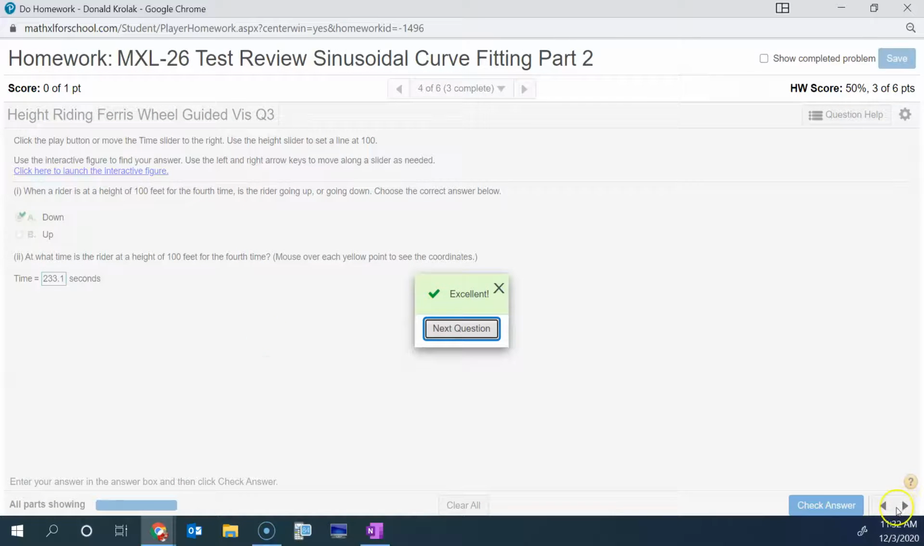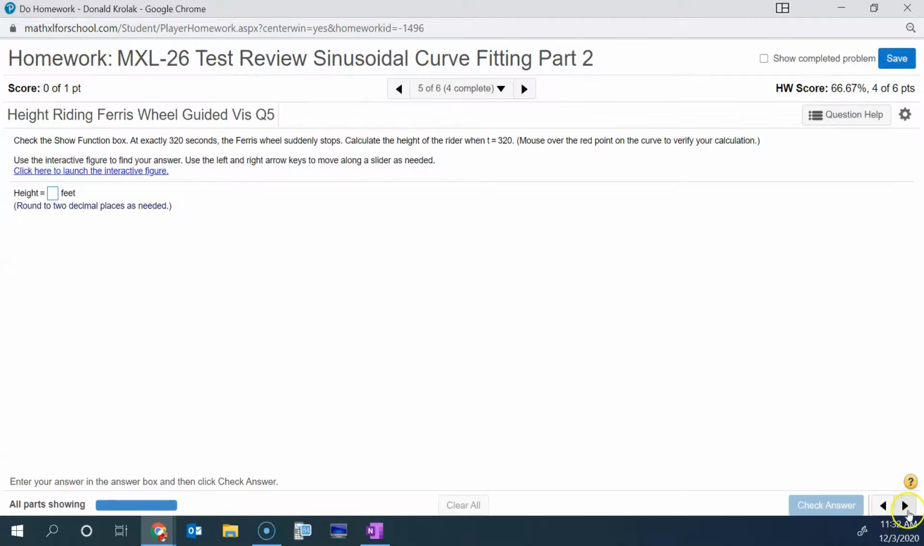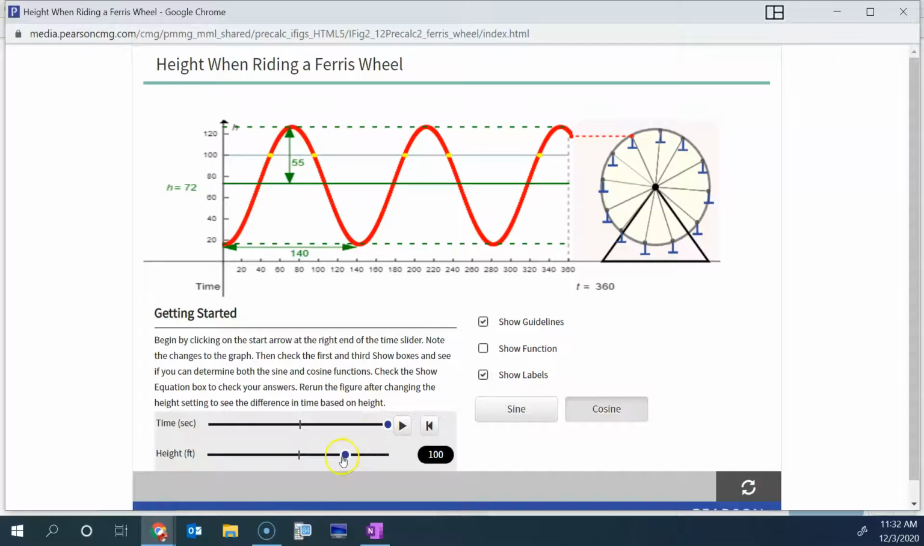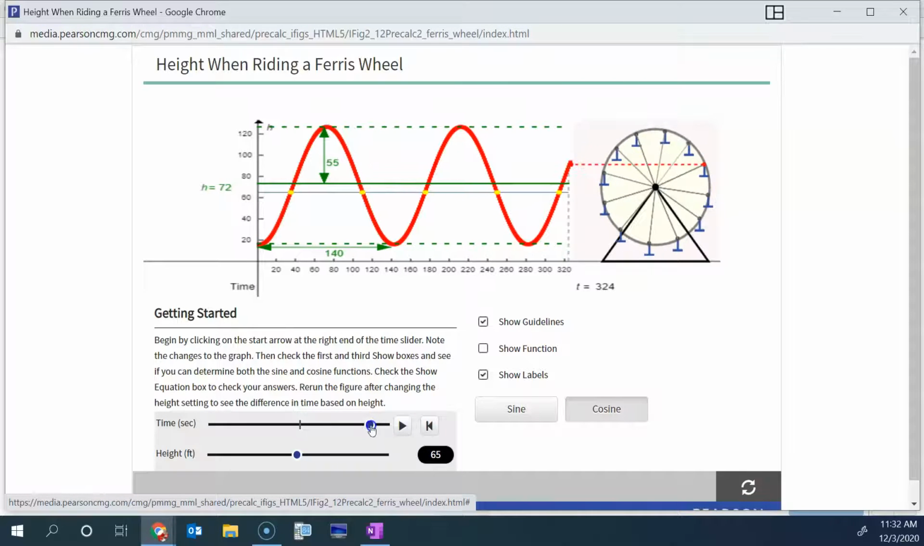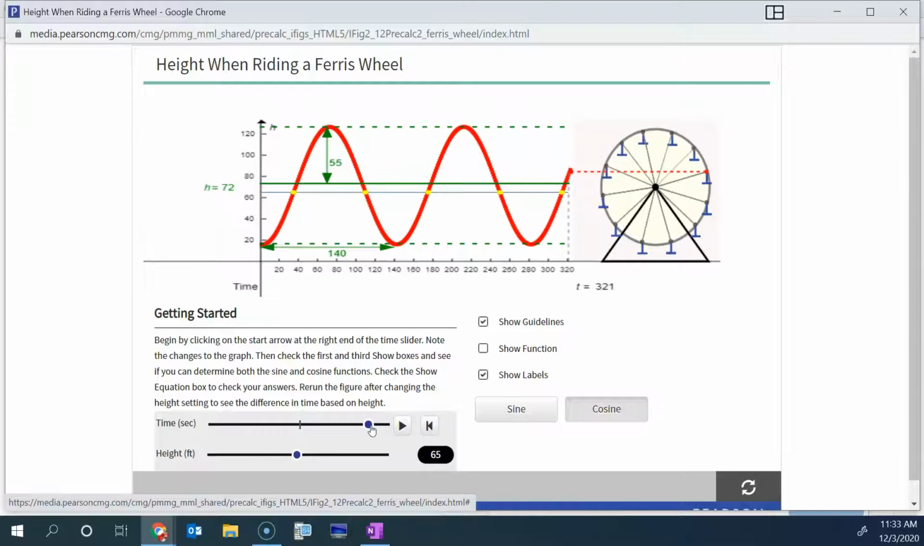All right, almost there, almost done. At exactly 320 seconds, the Ferris wheel stops. Calculate the height of the rider when t is 320. So we go to our animation, and I'm going to use the time slider and reel it back till I get to 320. The time is right under the Ferris wheel. And if you use your arrow keys, it's a little easier.